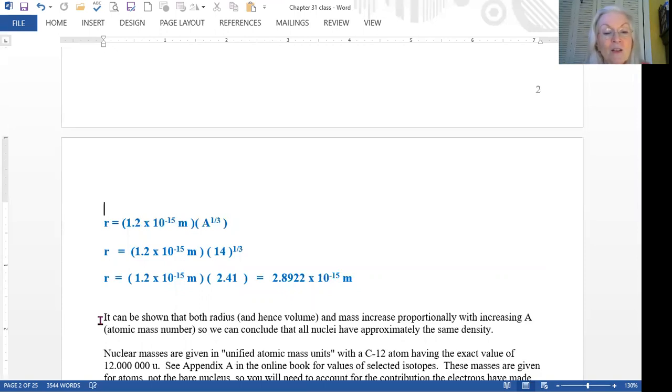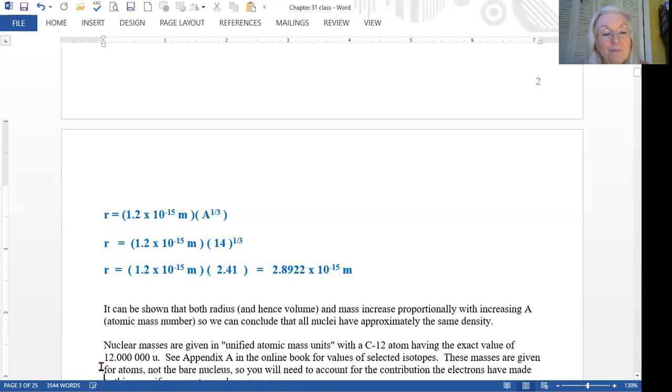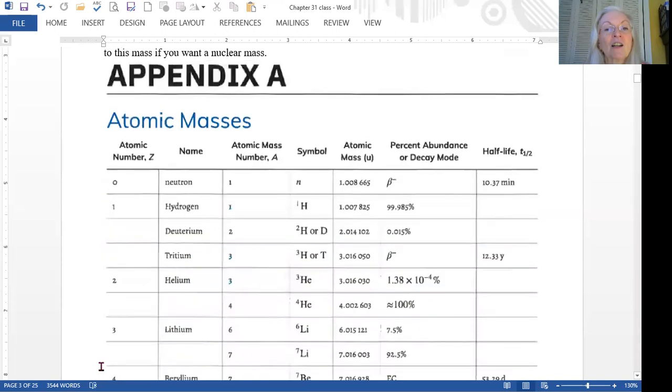So nuclear masses are given in terms of unified atomic mass units, where carbon-12 is defined as having a value of exactly 12.000000 U. U is the unit we use for unified atomic mass units. There is an appendix in the online book, Appendix A, that we'll utilize to look up masses. I'll be providing a hard copy for you in class, but you do need to be able to find it in the online book, just in case.